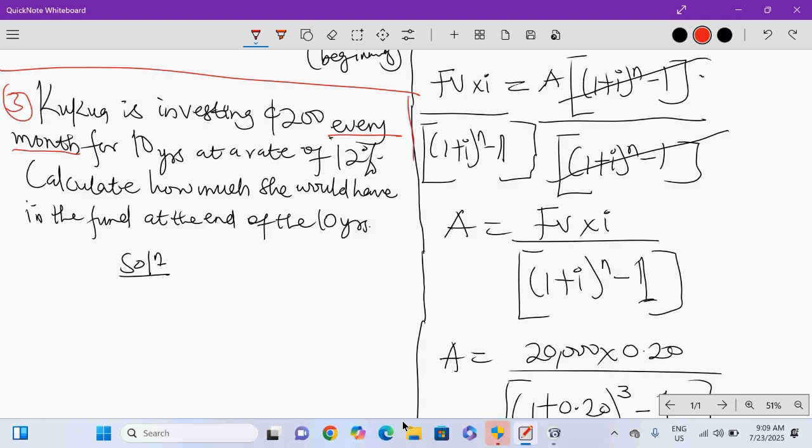The second question that we ask ourselves is, what is the question demanding? Calculate how much you will have in the fund at the end of the 10 years. So the next question is, is it future value or present value that the question is asking? It says how much you will have in the fund at the end of 10 years. So what comes to mind? Future value, because at the end, future, not now, right? So we've established that it is an annuity and it is future value.